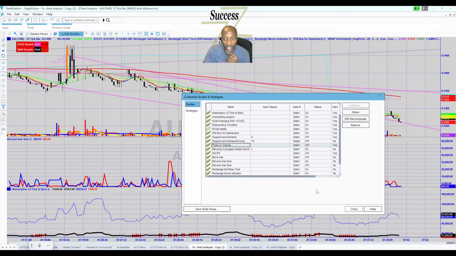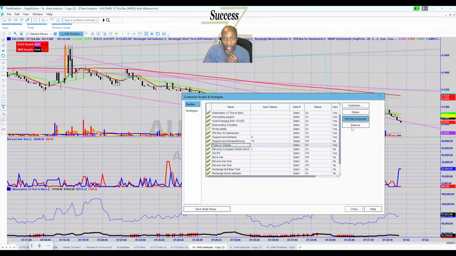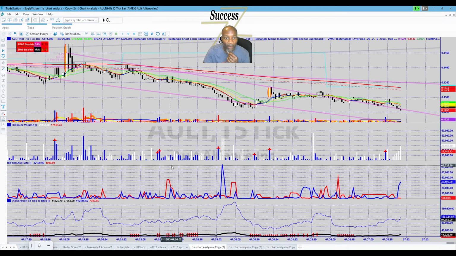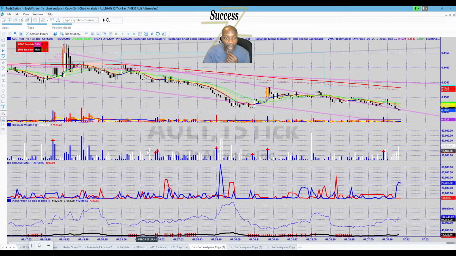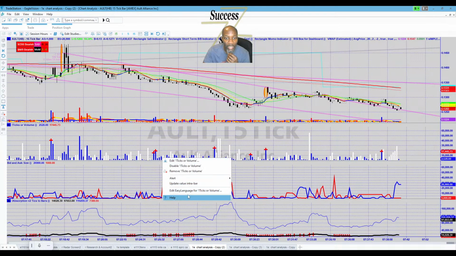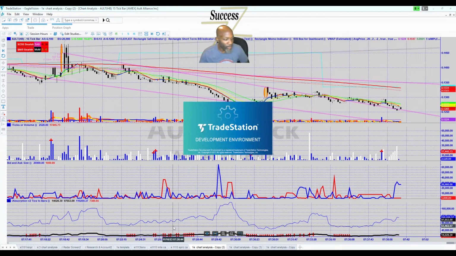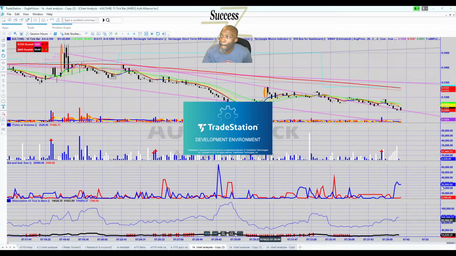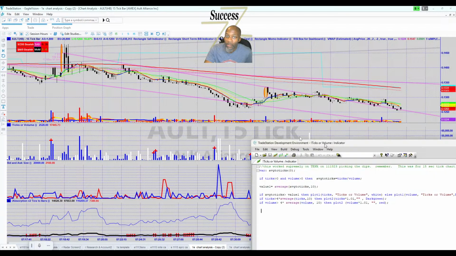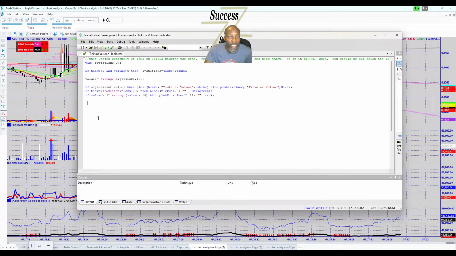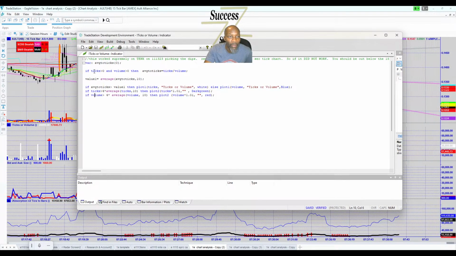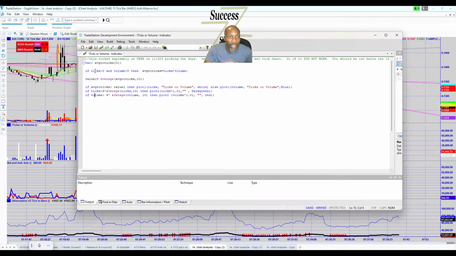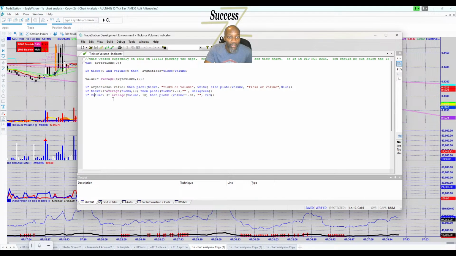Ticks or volume, right here. Okay, so we turn that back on. Okay, so this is ticks or volume. And pretty much what this says is that it's finding the average of ticks to volume, finding a ratio of ticks to volume.